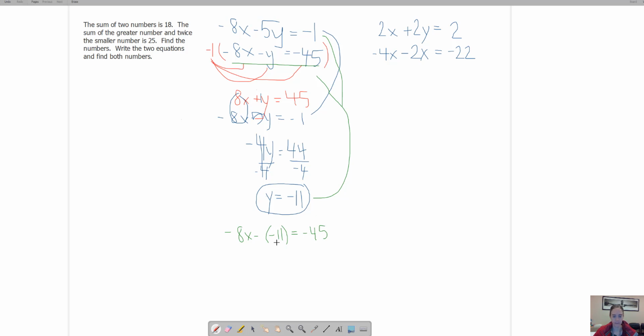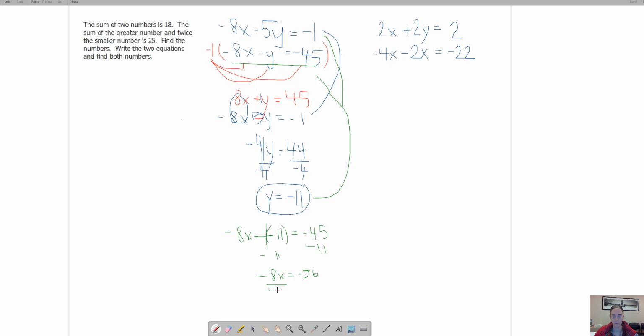Okay, so minus a negative becomes a plus. So I'm just going to make that a plus right there. So negative 8x plus 11. So to solve this, I have to subtract 11 on both sides. So then I have negative 8x equals negative 45 minus 11, which is negative 56.